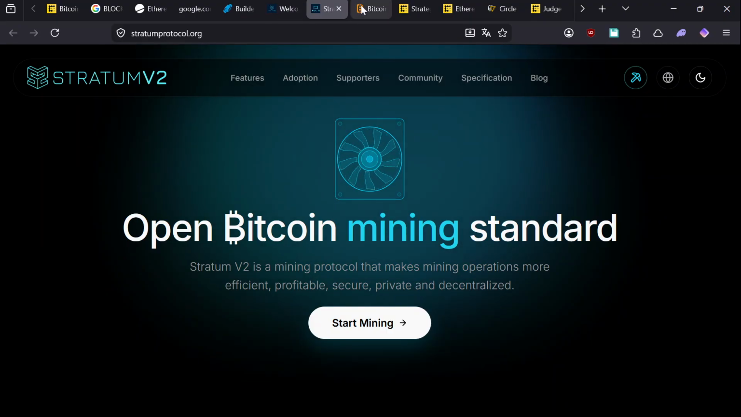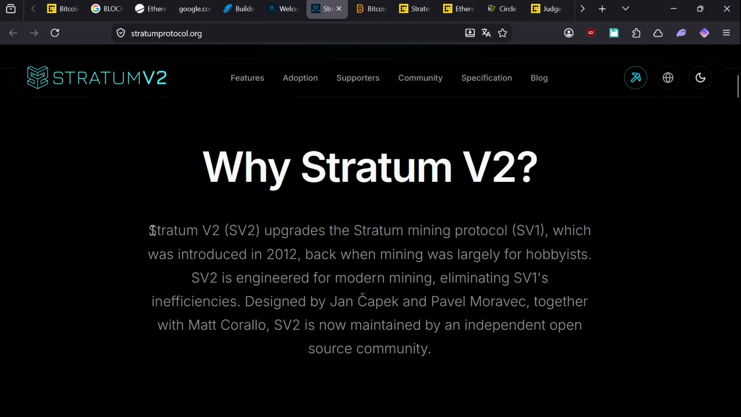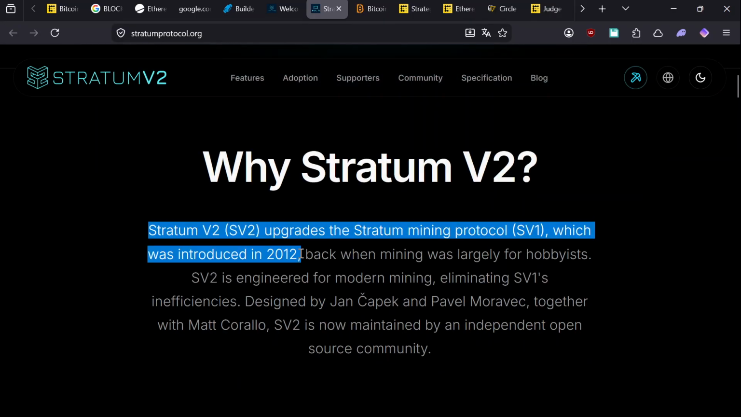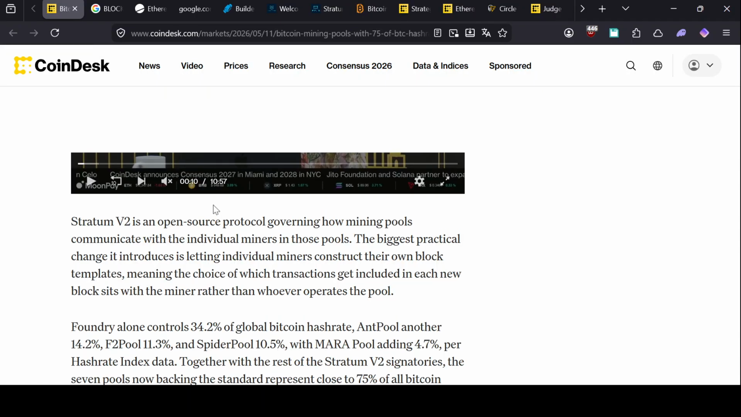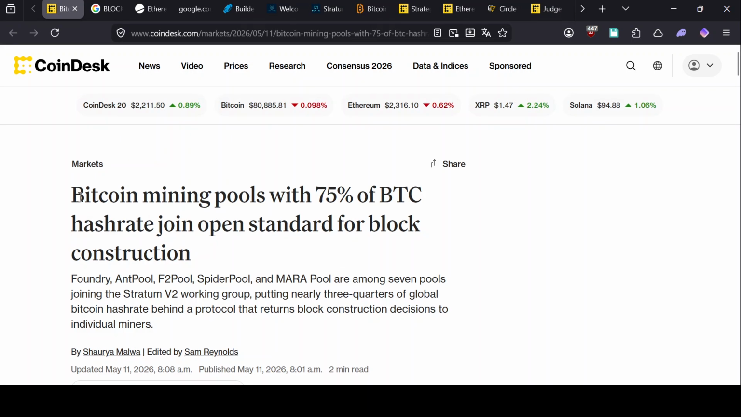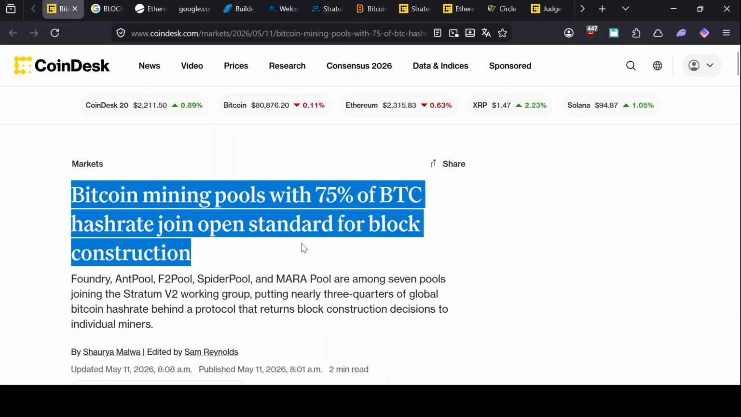So as I said, Stratum is an open source mining protocol that has been used for a very long time. Version 1 of Stratum has existed since 2012. But today I want to talk to you about version 2 because a huge number of mining pools have just joined the working group behind Stratum. And what does this version 2 make possible? I don't know if you realize how powerful this is.